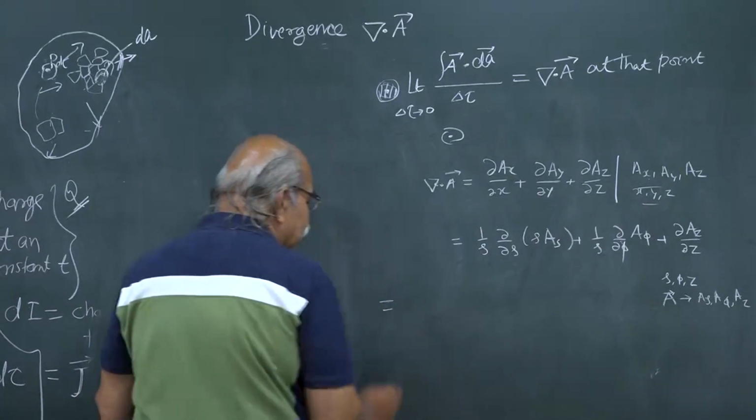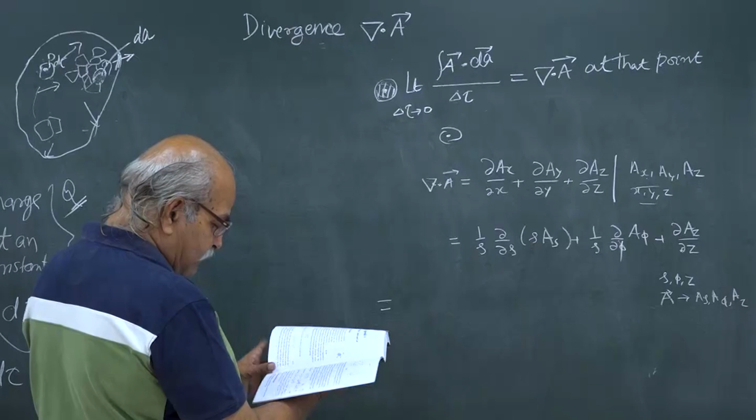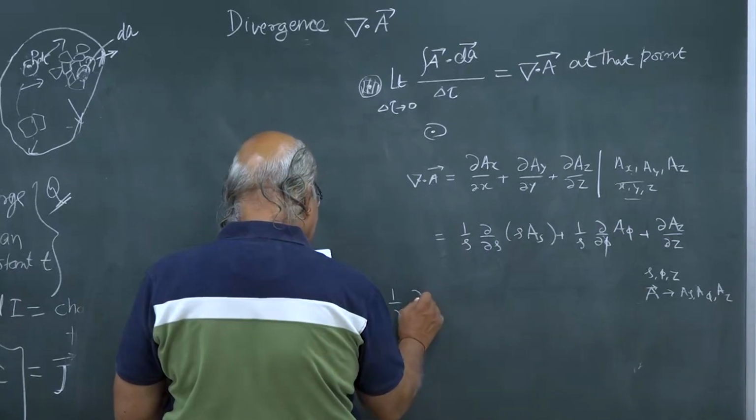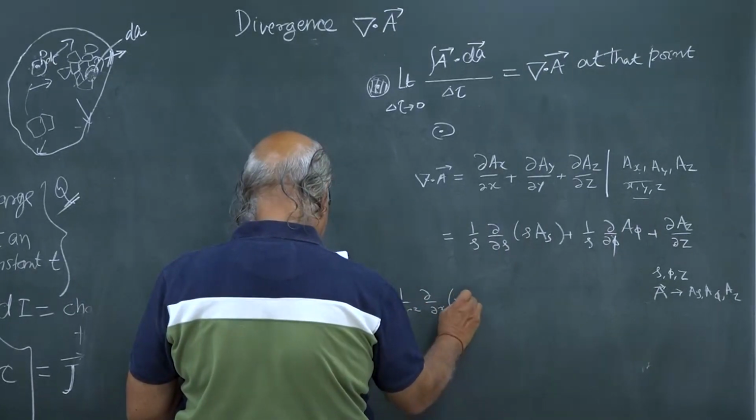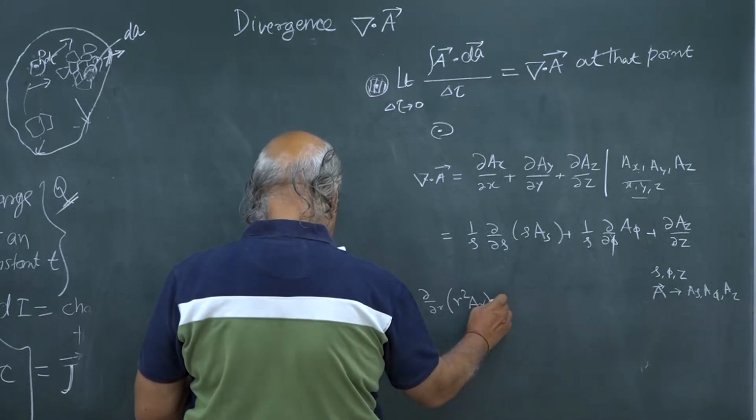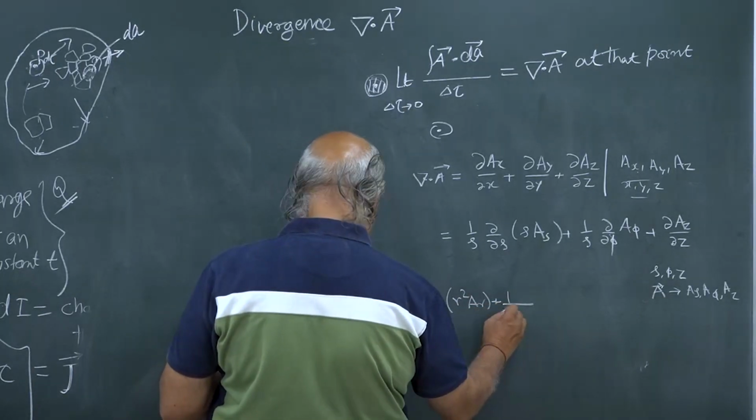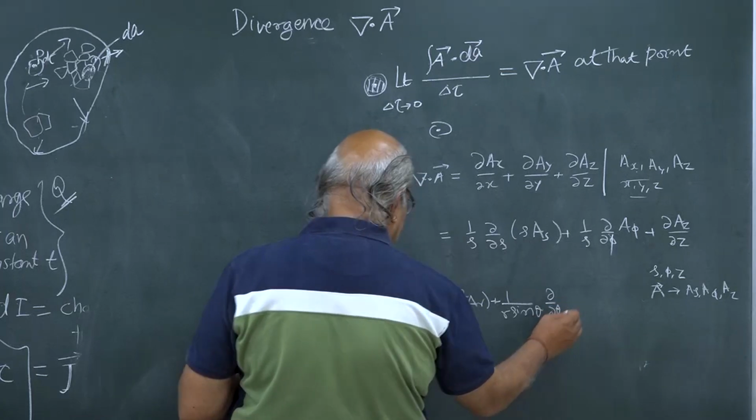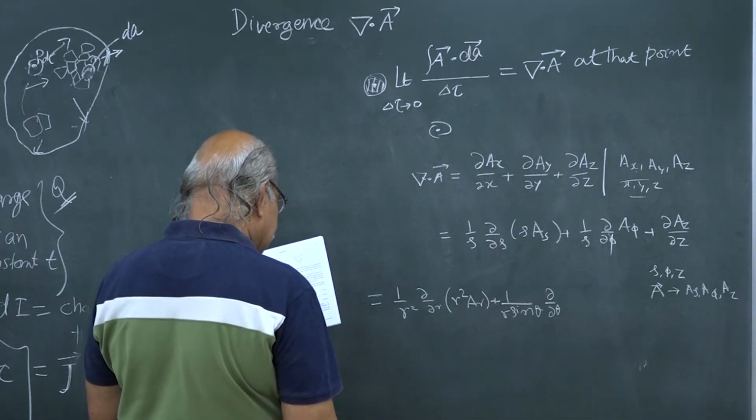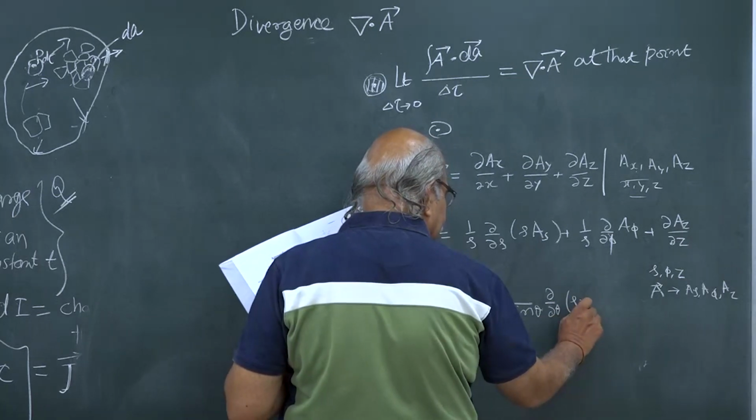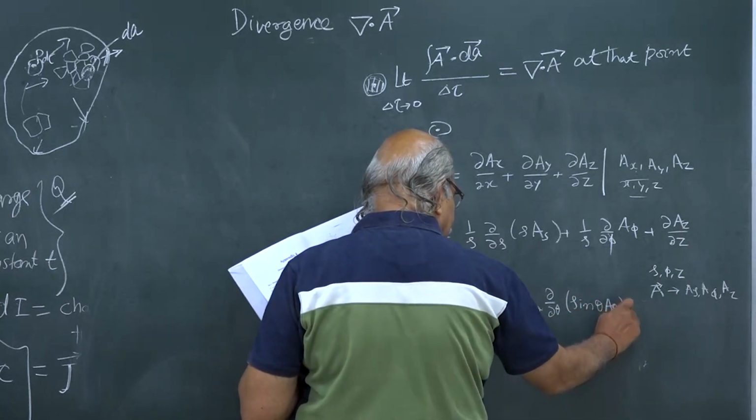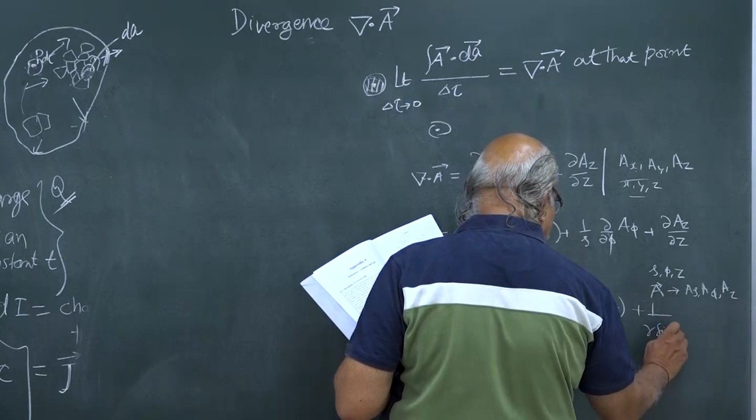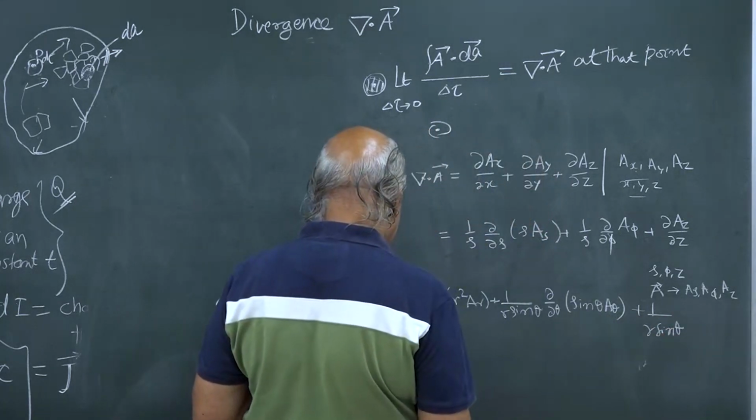And if you are using spherical polar coordinates r, theta, phi, then it is a longer expression: 1 by r square del r of r square Ar, plus 1 by r sin theta del theta of sin theta A theta, and plus 1 by r sin theta del phi of A phi.